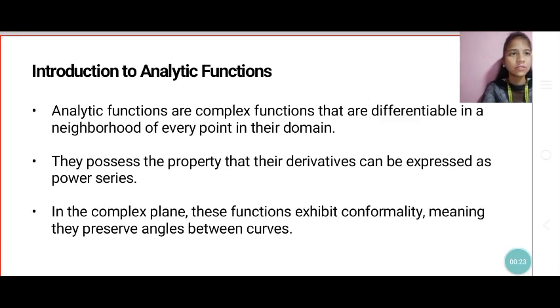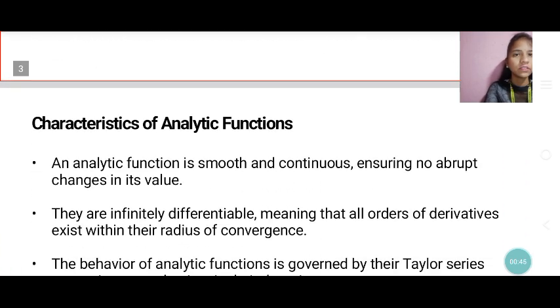Analytic functions are complex functions that are differentiable in a neighborhood of every point in their domain. They possess the property that the derivatives can be expressed as power series. In the complex plane, these functions exhibit conformality, meaning they preserve angles between curves.